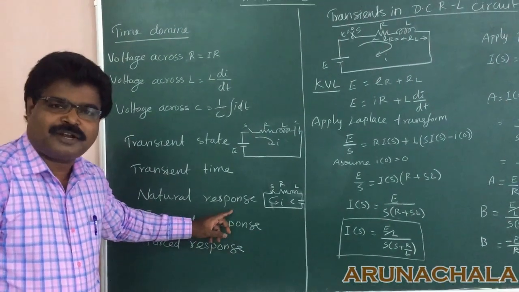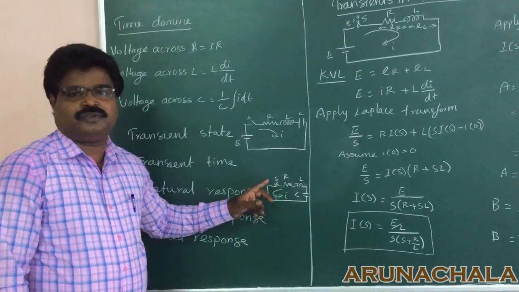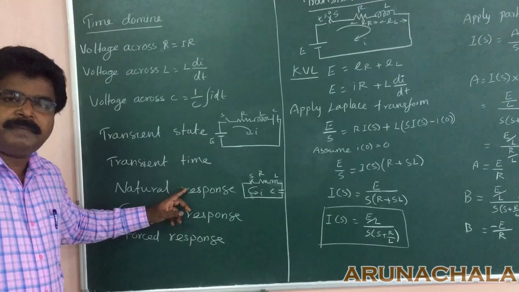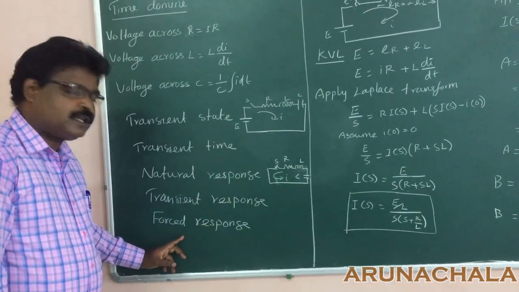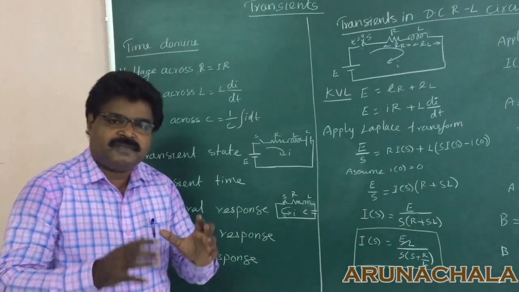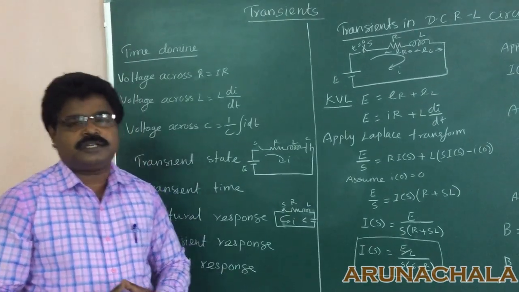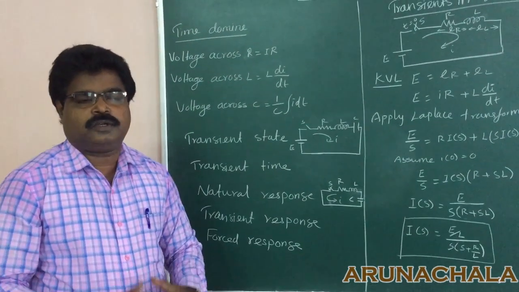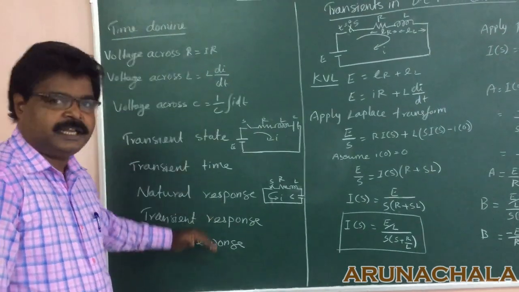So what do you mean by natural response? The behavior of the circuit without source. So the behavior is purely based on the circuit. That's called natural response. What is forced response? The circuit with source. The behavior of the circuit is purely based on the sources available in the circuit. That's called forced response. So you must be familiar with these three initially.